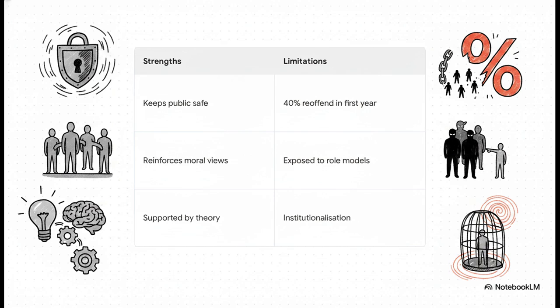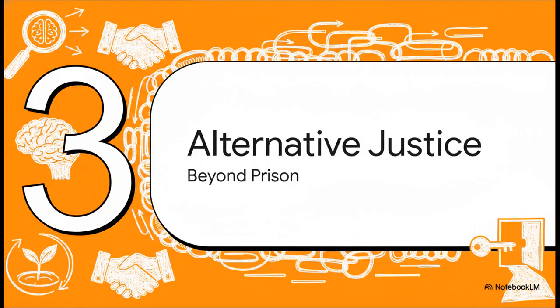But the absolute most crucial stat you need to memorize is this. Approximately 40% of offenders reoffend within their first year of release. 40%. And for young offenders, it's even higher. That is a massive failure rate. So, if traditional prison is failing nearly half the time within year one, society desperately needs other options. Let's move to Section 3, Alternative Justice Methods.